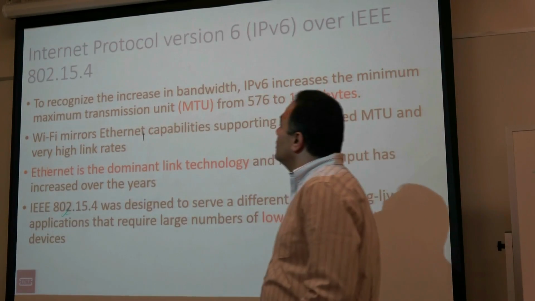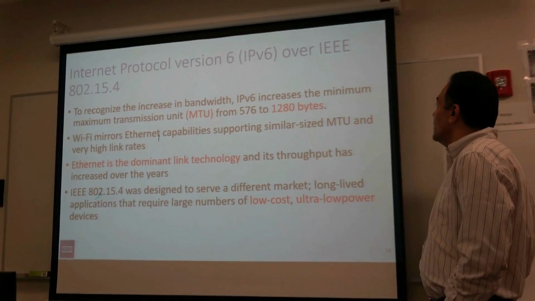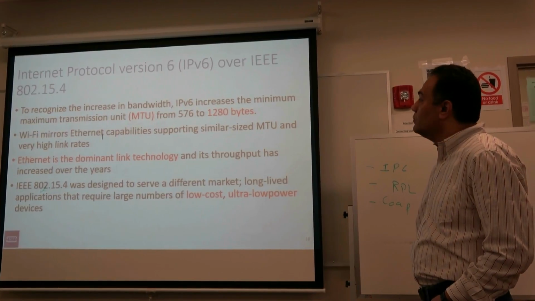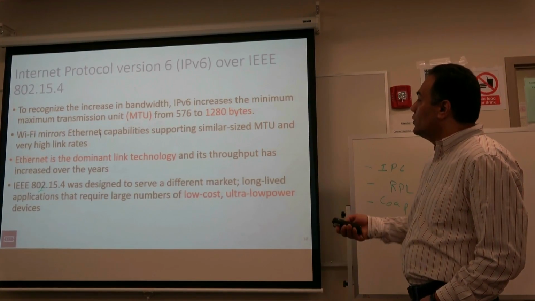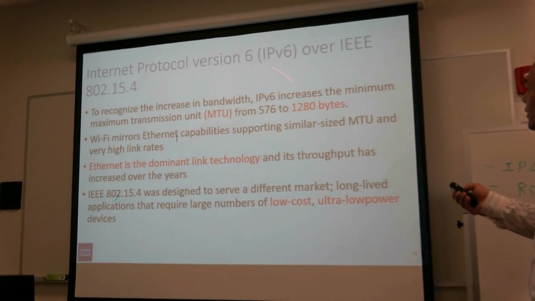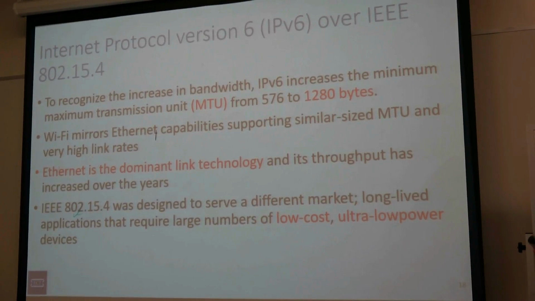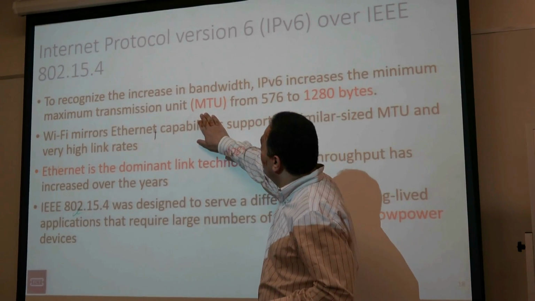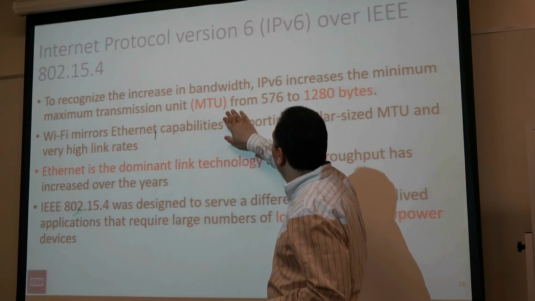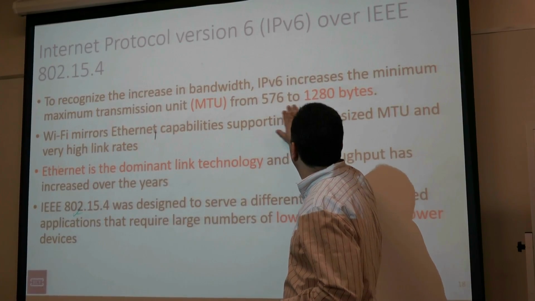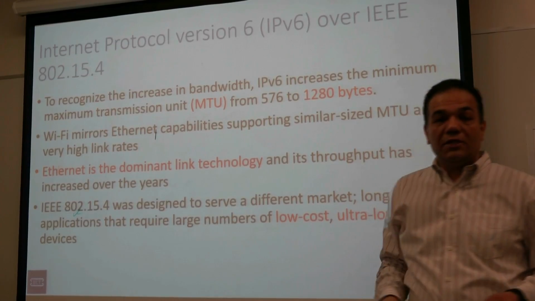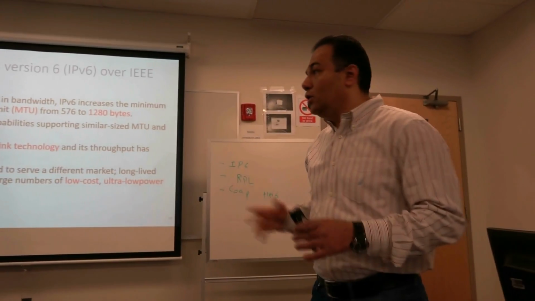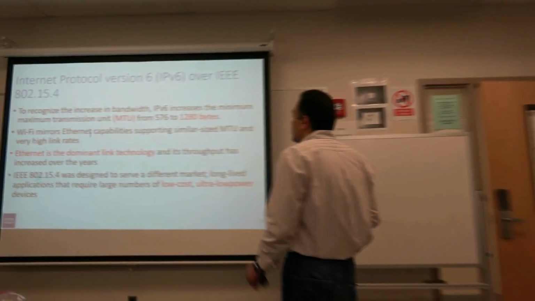All right. So, Internet Protocol version 6 over IEEE 802.15.4. To recognize the increase of bandwidth, in IPv6 versus IPv4, the minimum maximum transmission unit moved from 576 to 1280. So that's the maximum transfer unit. Remember last time we spoke about fragmentation? Sometimes we need to have fragmentation if the packet is bigger than that.